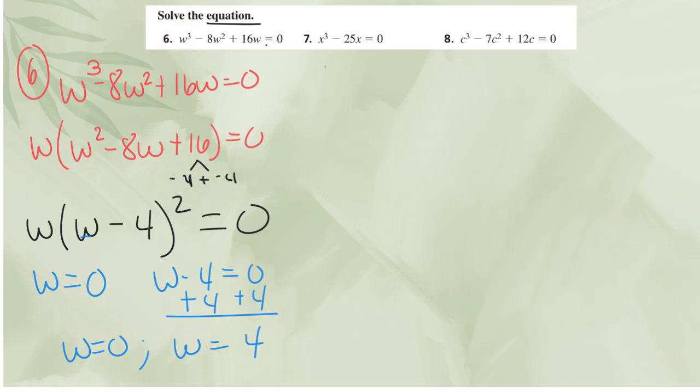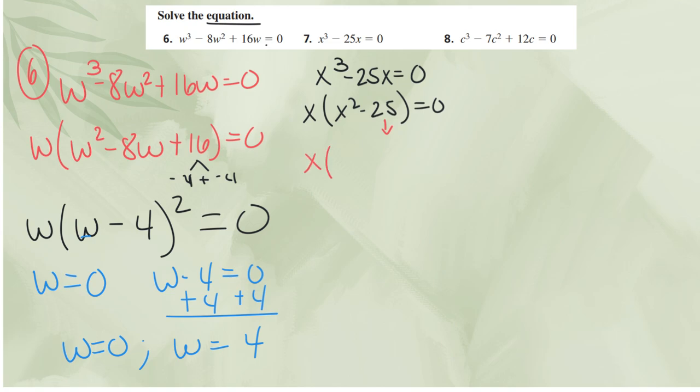Number 7, I have x cubed minus 25x equals 0. I could bring out an x and be left with x squared minus 25 equals 0. If I rewrite this 25, I know it's a perfect square, so I'm going to have x times x squared minus 5 to the power of 2 equals 0. That's a minus, so that means I'm going to have a positive and a negative. So I'm going to be left with x times x plus 5 times x minus 5 equals 0.